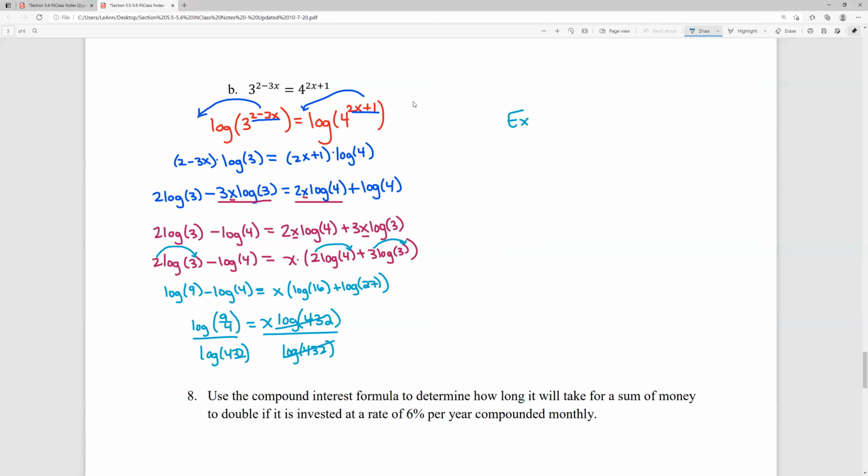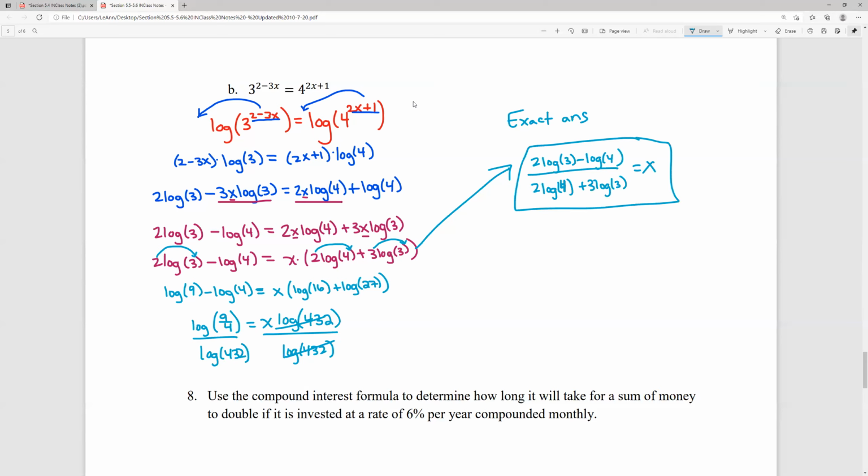So acceptable versions of the exact answer, you could have just taken this point if you were just ready to be done and taken the left side, which was all of this, and divided it by the right part over here, which was a binomial as well. That's a 4, by the way. 2 log 4 plus 3 log 3. That is one way, and it is acceptable, okay? We don't sneer at that. It's just harder to type this all in your calculator.